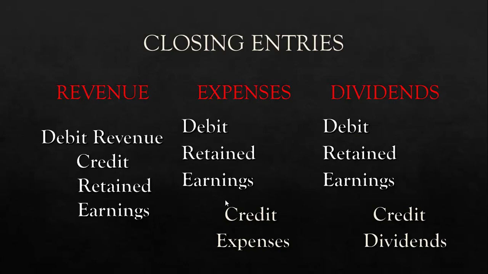And then the expenses normally have debit balances. So when I close them, I will credit them and debit into retained earnings. And revenue normally has a credit balance. So to close it, I would debit it and credit retained earnings.